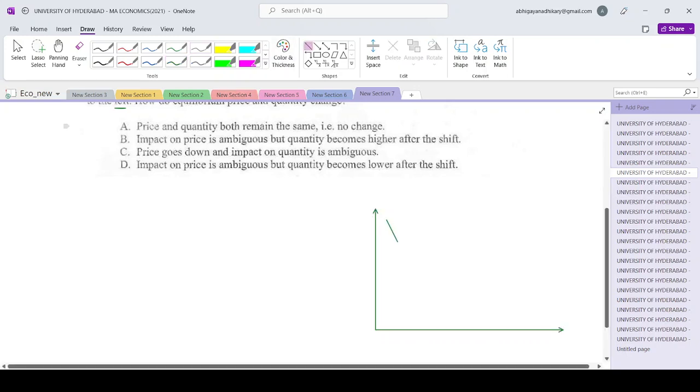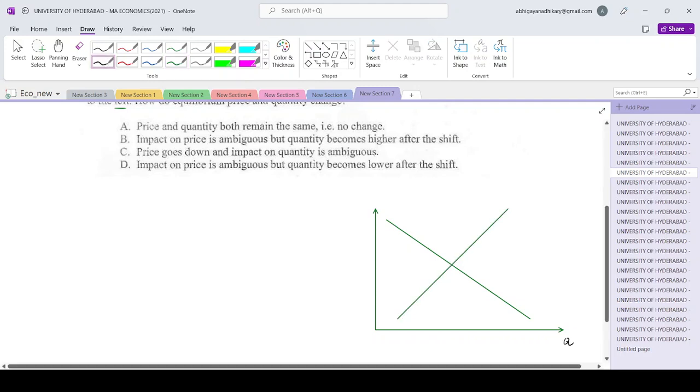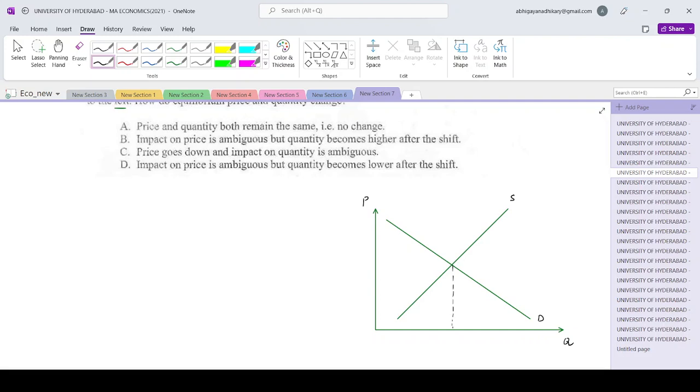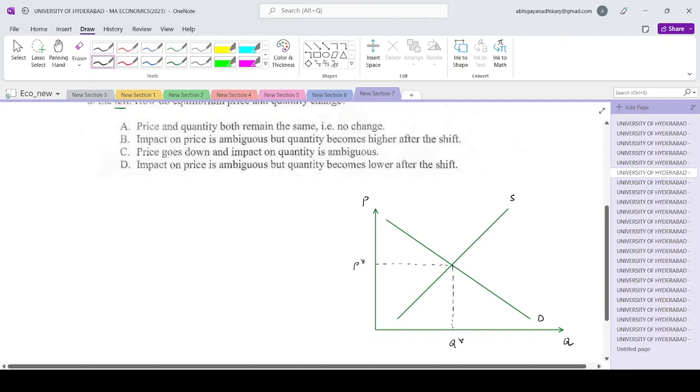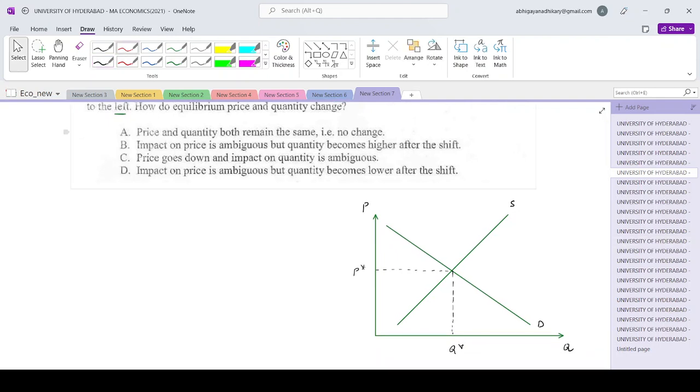So let us draw a standard demand curve, negatively sloped, and continuing with a standard supply curve. So this is your quantity, this is your price, this is your supply, this is your demand, and this is your optimal price P star and the optimal quantity Q star. Okay, so now the first thing that will happen is the demand curve will shift left. So let's push it down and left, D dash.